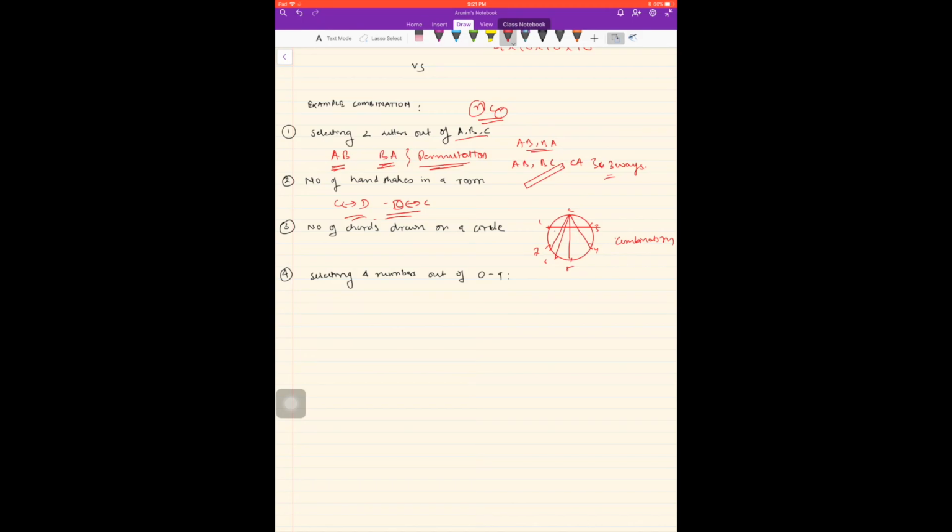Or let's say you have to select four numbers out of 0 to 9. Let's say you have 0, 1, 2 and 3 and you select these. Now in permutation it would matter whether you have 0, 1, 2, 3 or 0, 2, 1, 3. So these are different permutations, while in combination it doesn't matter whether you have 0, 1, 2, 3 or 1, 0, 2, 3. Both of these represent the same combination, while these are different permutations.